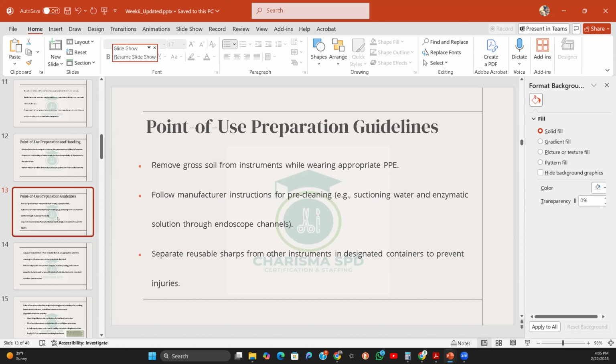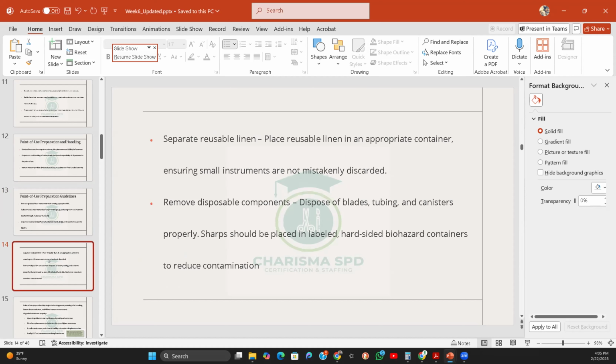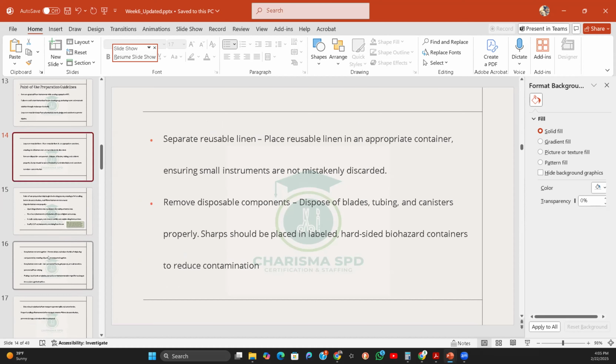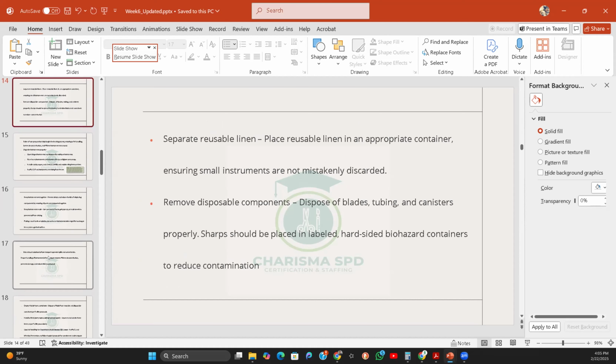So we separate them, the reusable sharps, that's blades, some hooks, ski hooks, some retractors are also sharp. We separate them from the other instrumentation so that we don't cause injuries to ourselves and to our team members. All right. Sometimes they are kept in a separate container to just inform those in the decontamination area that you need to handle this with what? Care. Next slide, Director.